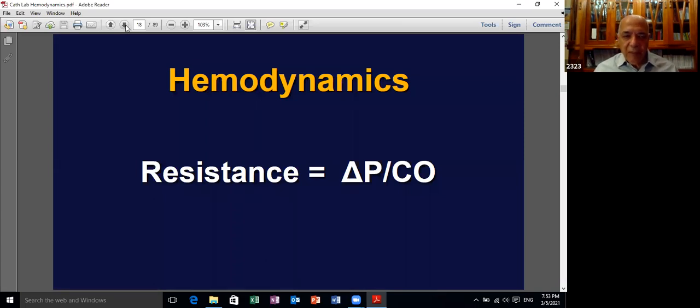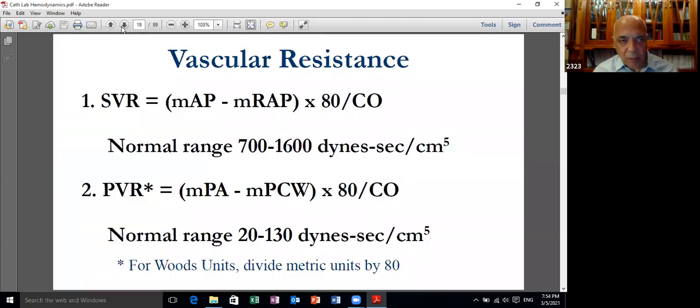So we change from that into the calculation of the resistance, and this is a variation from Ohm's law, which is V equals I multiplied by R. V stands for voltage, I for the current intensity, and R is the resistance. So rearrangement of Ohm's law results in resistance being equivalent to the delta pressure, or the pressure changes across the circuit, divided by the cardiac output. It's very important to realize this.